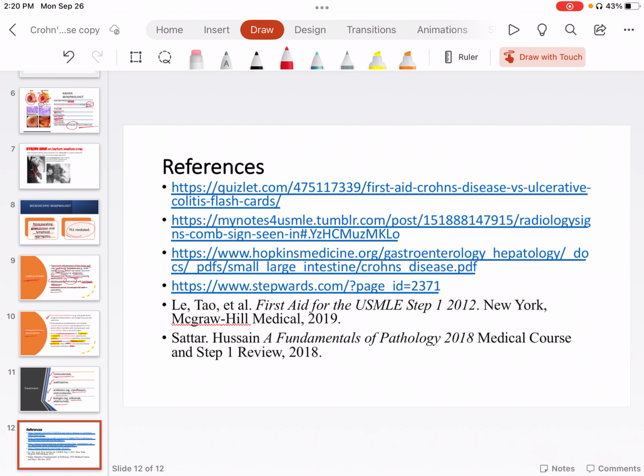So here are the references for today's presentation. It covers Pathoma as well as First Aid, and it includes a lot of pictures and images from these resources. I'll make sure to add these in the description, so if anyone wants to look at that.